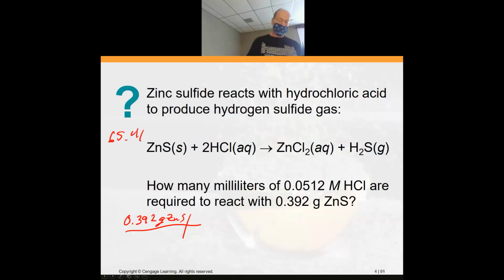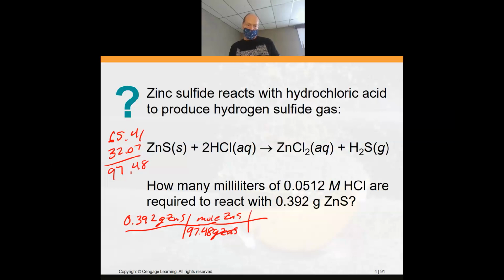And then you find your sulfur, which is 32.07. And you have your molar mass, 97.48. So you have your 97.48 grams of zinc sulfide per mole of zinc sulfide.